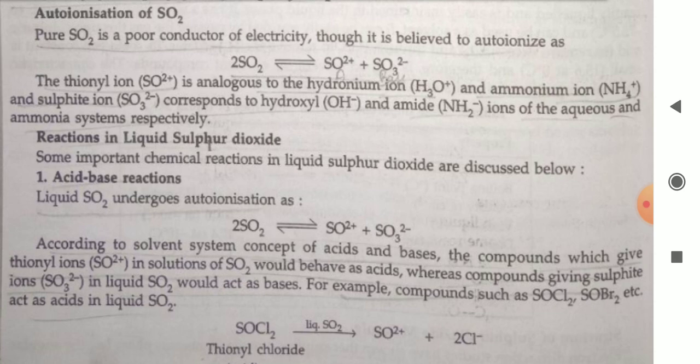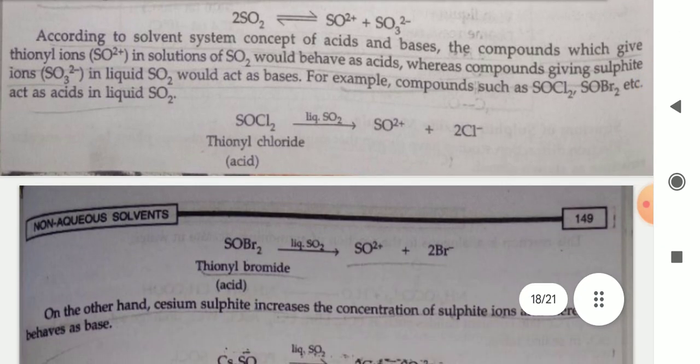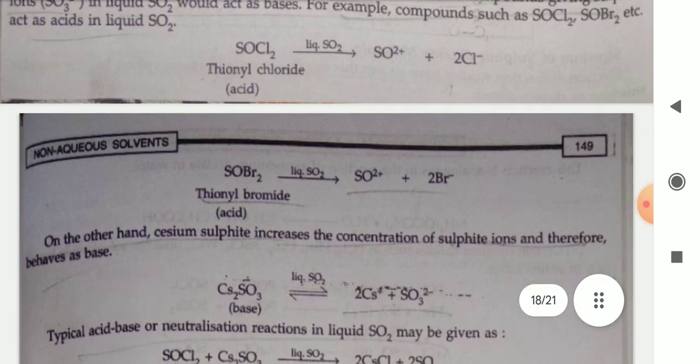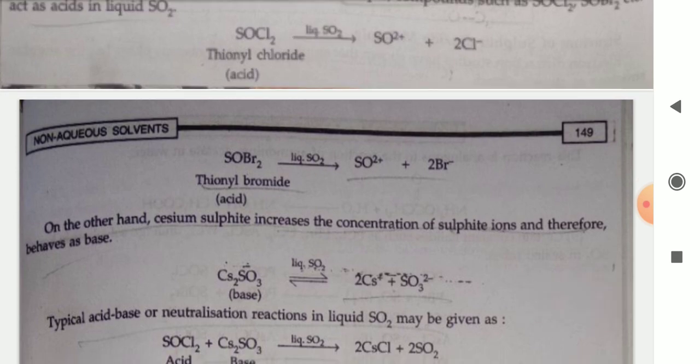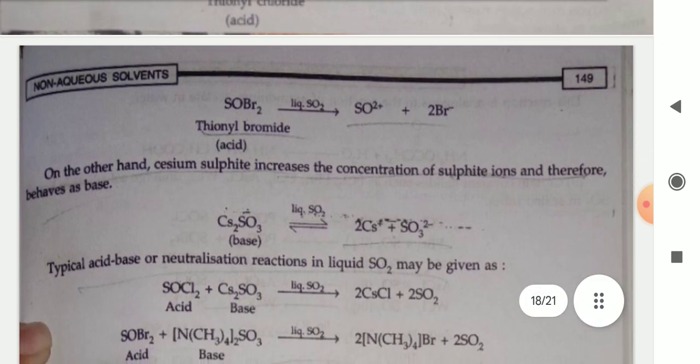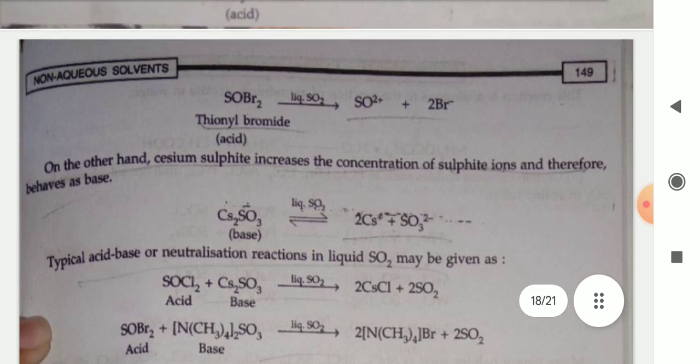For example, compounds such as SOCl2, in the presence of liquid SO2, will give SO2 2+ plus 2 Cl-. SOBr2 will give SO2 2+ plus 2 Br-. On the other hand, cesium sulfite increases the concentration of sulfite ion and therefore behaves as a base. A typical acid-base or neutralization reaction in liquid SO2 may be given as SOCl2 plus Cs2SO3 gives 2CsCl plus 2SO2.